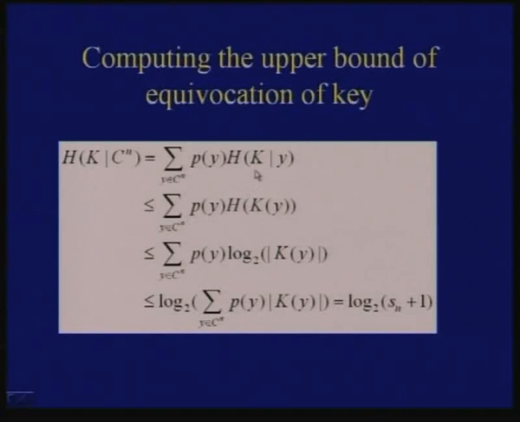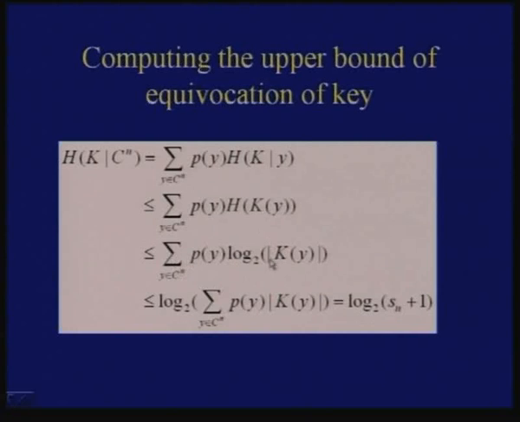So, this is equal to the sigma of Py, and I just write this as Ky. What does it mean? It means K given y, right. That is exactly the definition of H(Ky). So, I multiply Py with H(Ky), and I take the corresponding sigma. Now this is less than or equal to the sigma of Py multiplied with the logarithm of the cardinality of Ky base 2.